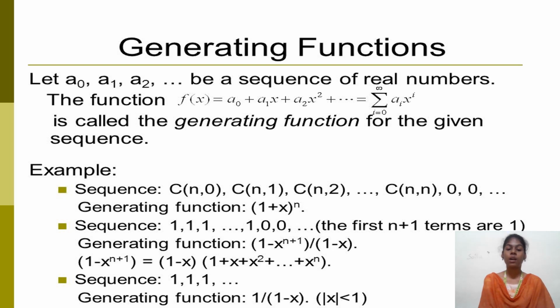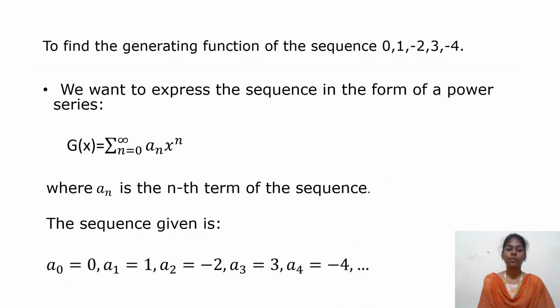Sequence 1, 1, 1, and so on. For this, the generating function is 1/(1 - x), for |x| < 1. And this is the main topic for us. To find the generating function of the sequence 0, 1, -2, 3, -4, we want to express the sequence in the form of a power series.